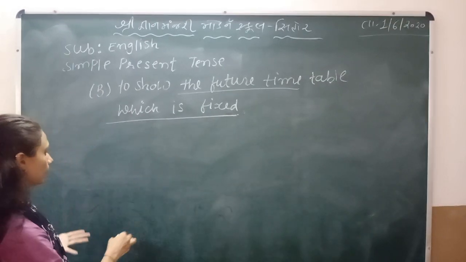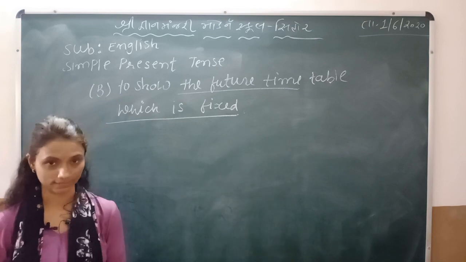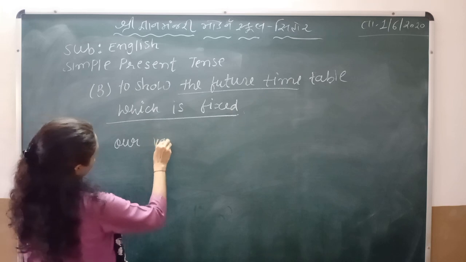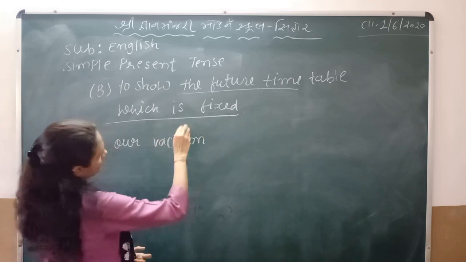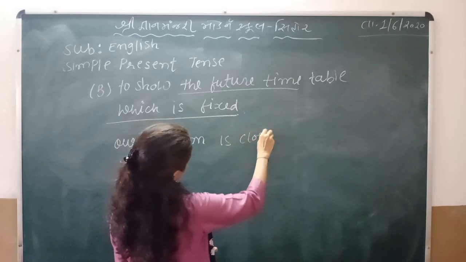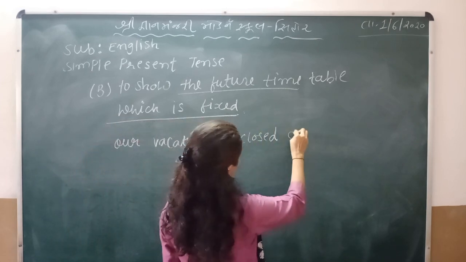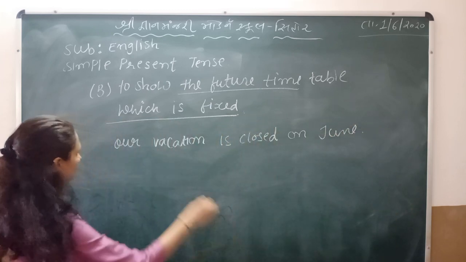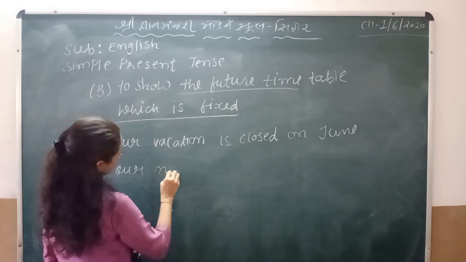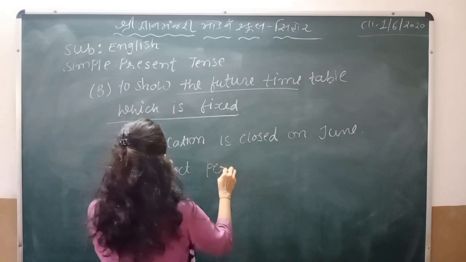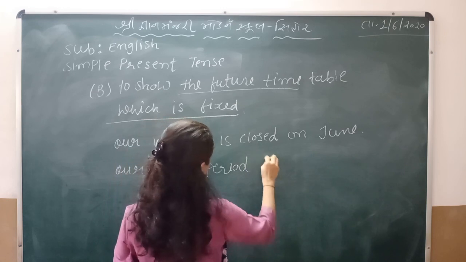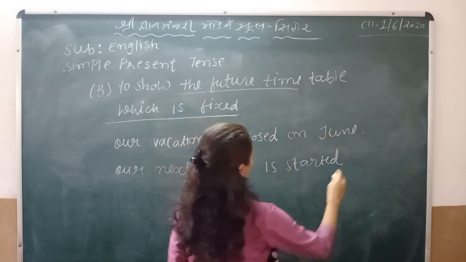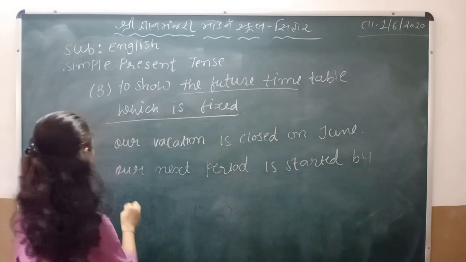Suppose your vacation is going to start in July. So we can say, our vacation is closed on June. Our next period is started by the evening.